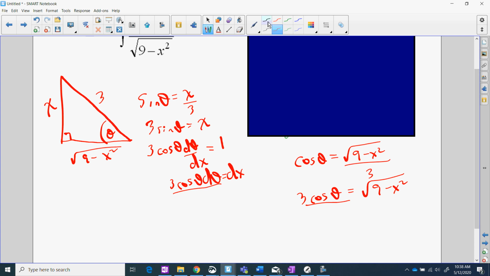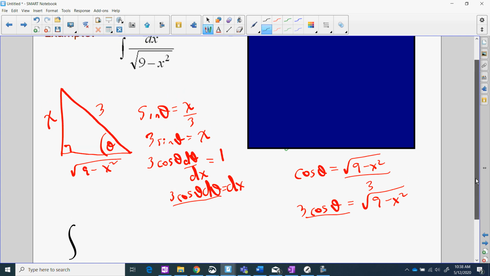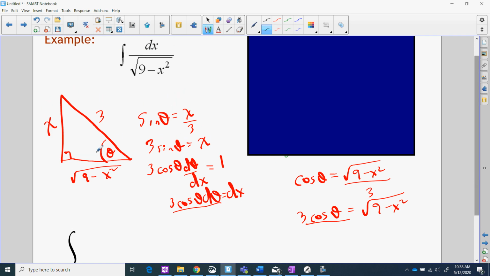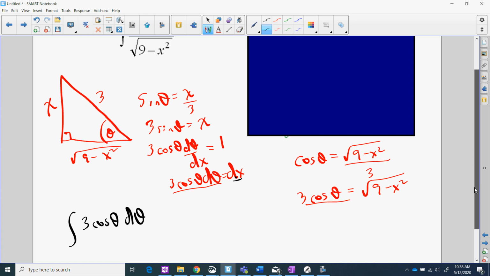Okay, so my new integral. Instead of dx, if you look at the numerator is dx, I'm going to replace this dx with what it says dx is equal to, this, 3 cosine theta d theta. And of course, anytime you integrate thetas, you need a d theta.